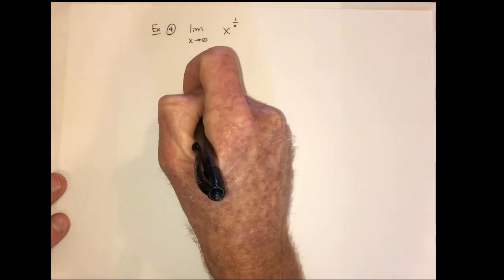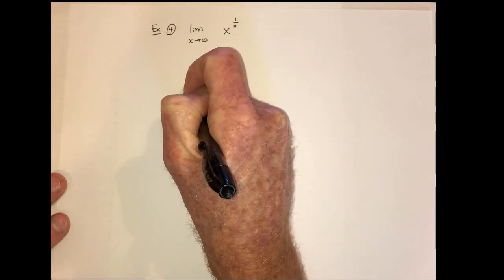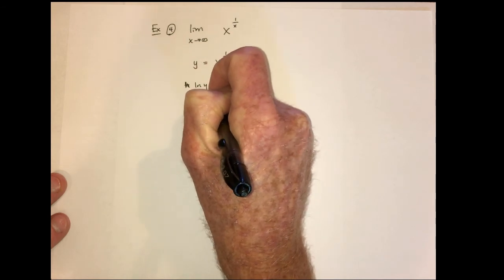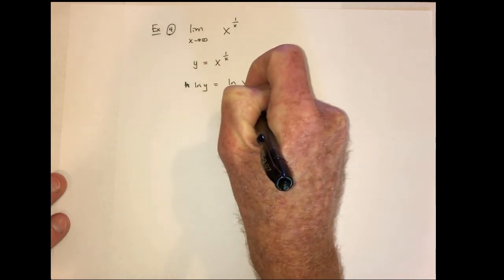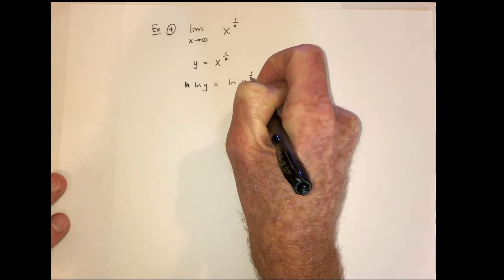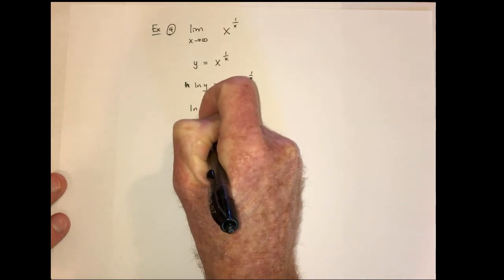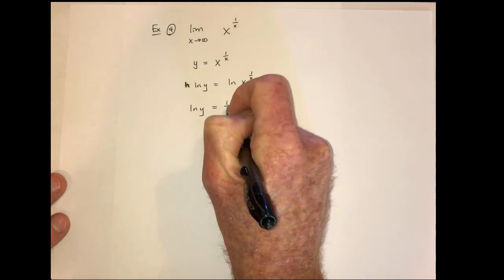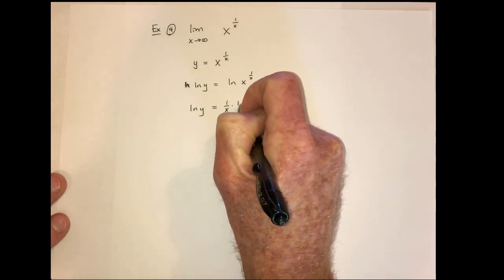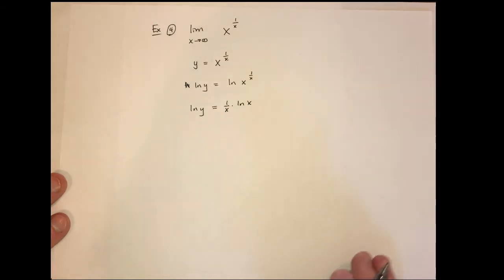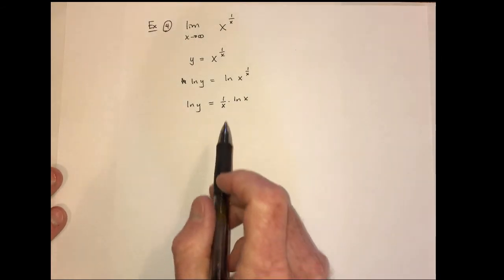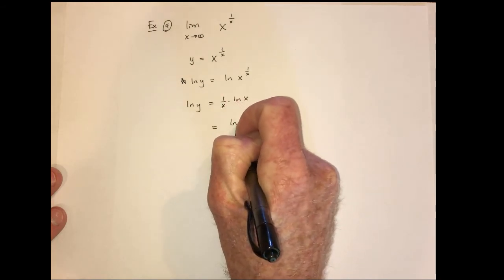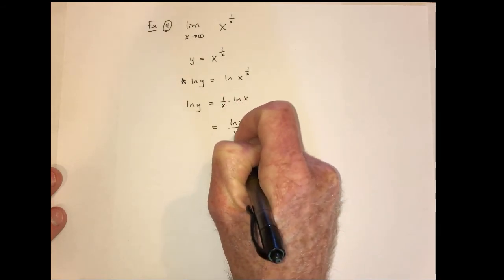Then what we could do is take natural log of both sides. The natural log of y equals the natural log of x to the 1 over x. And then on the right side, use the rule that says this exponent, you could bring it in front and multiply. And because this is a fraction, I can rewrite the right side as the natural log of x over x.